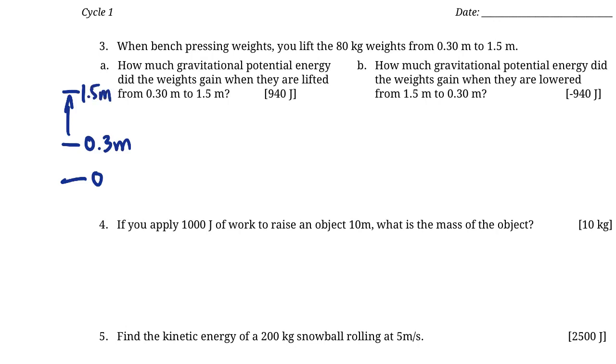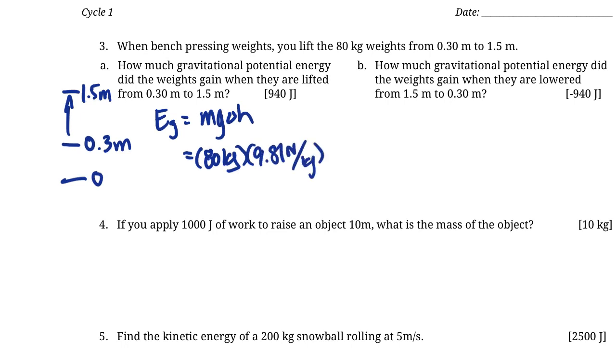So the first part, A, says how much potential energy did the weights gain? So how much potential energy did you give the weights when you lifted them? And again, we're going to use our formula, Eg equals mg delta h. We know the mass is 80 kilograms. We know the gravitational field strength is 9.81 newtons per kilogram. And what is the change in height?